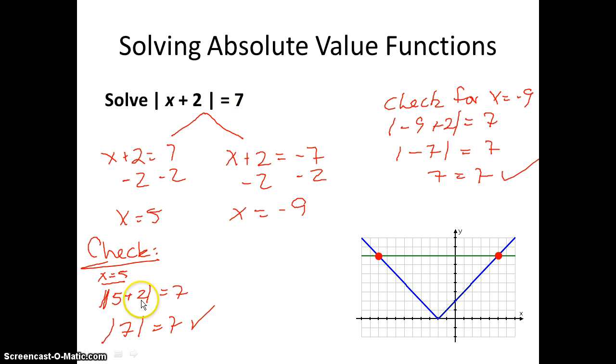Now 7 can also be looked at as just a line, right? Y equals 7. So if that's the case, here's 7. And we can see it crosses right here on negative 9 and right here at 5. And that's what it would look like graphically. So when we find the solution to something like this, we're looking at where our two lines on the graph intersect. So two answers, two intersection points.